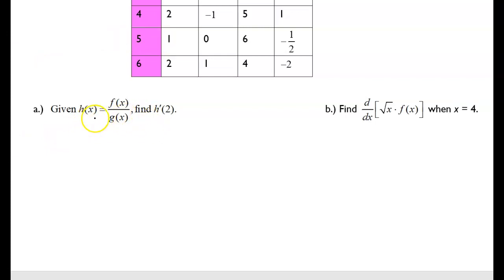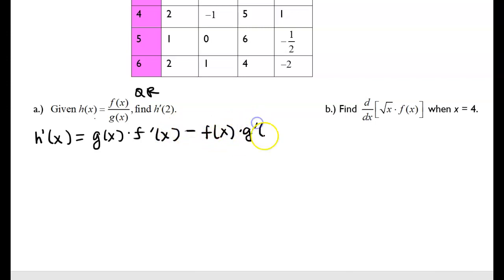So in part A, we're given h is equal to f of x over g of x, and we want to find h prime of 2. We recognize that it's the quotient, so I know I have to use quotient rule. So you always want to write your symbolic derivative first. That means I'm just going to take the derivative of f over g. So it's my low, which is g of x, d high, f prime of x, minus high, f of x, d low, g prime of x, all over my low squared. Just writing that out for this function h of x is usually going to get you 1 point on the AP exam. The next thing we need to do, though, is find h prime of 2.